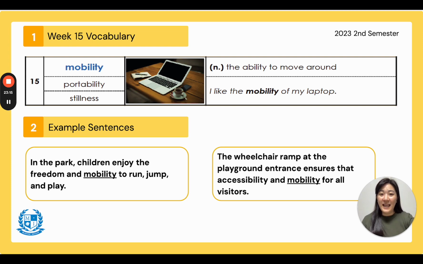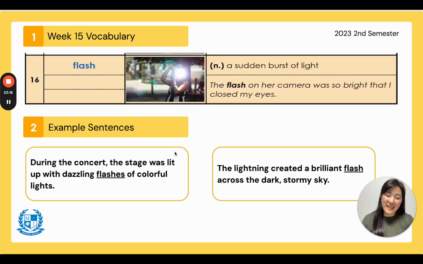Very good. Last word is flash. Everyone say flash. It is a noun and it means a sudden burst of light. The example sentence says, the flash on her camera was so bright that I closed my eyes. So a flash, the big flash of light. Let me see if I can show you my flash on my light or my phone. Flash. Off, on, off. So the flash on her camera was so bright that I closed my eyes. Did you repeat? Thank you.